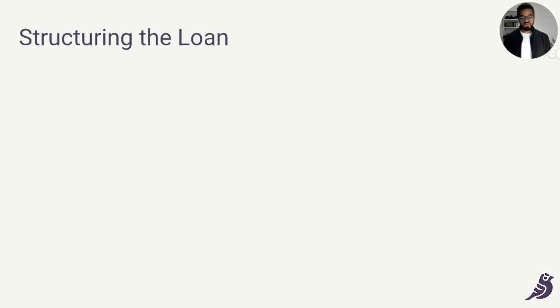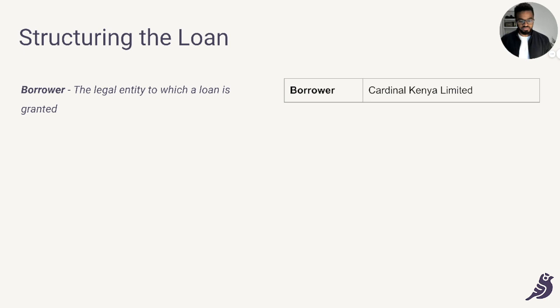When structuring a loan, we first try to establish some high-level terms of the loan. This typically starts with defining who the borrower is. This is important, especially when dealing with companies that operate in different markets using different entities. Some companies also operate under a brand name that is different from the name of their legal entity. We want to make sure that we have the details of the right entity as the borrower.